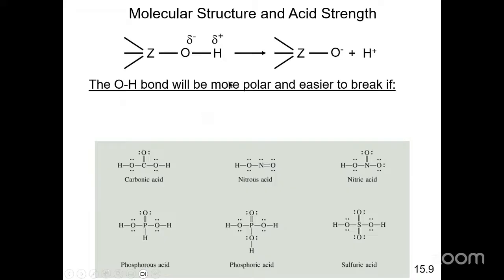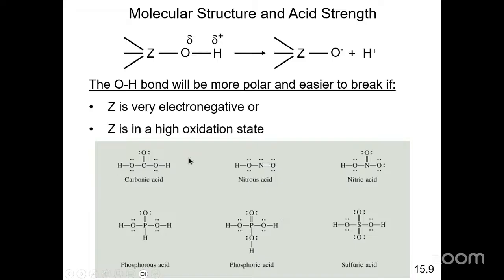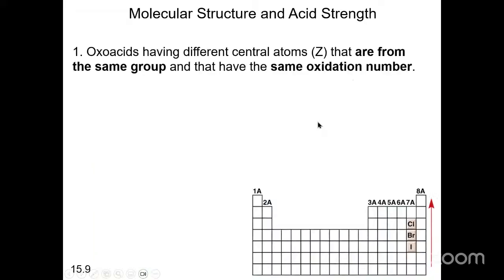Well, the bond would have to be relatively polar. So the more polar the bond, the easier for it to break. And it will break if this atom, which is bonded to the oxygen, is very electronegative, like nitrogen or sulfur and so on. Or the same atom, Z, is in a high oxidation state. So the oxidation state could be +3, +4, whatever. So these are the two factors that would affect the acidity of an oxyacid.